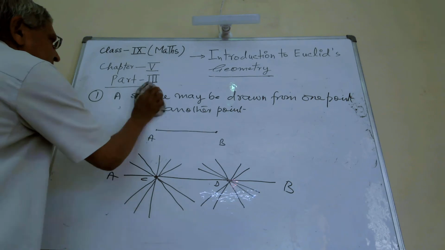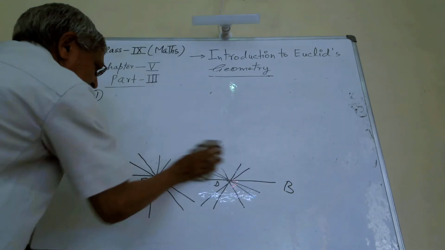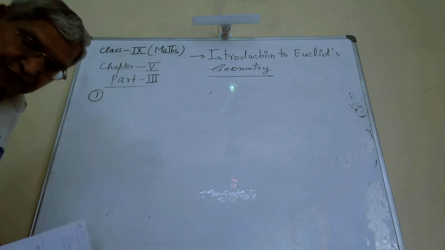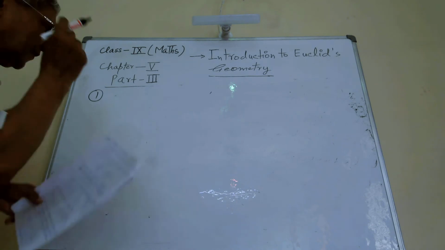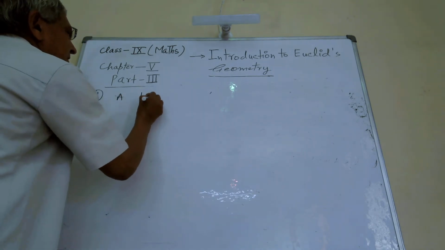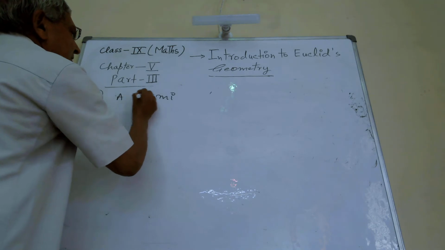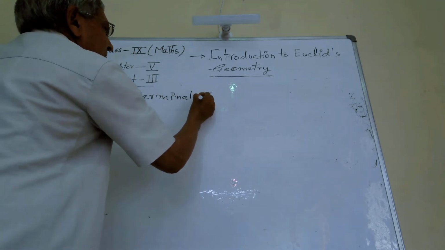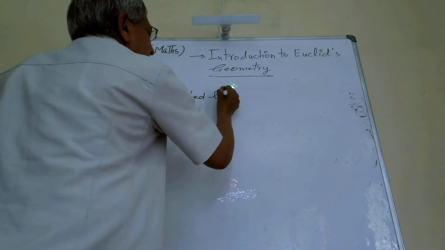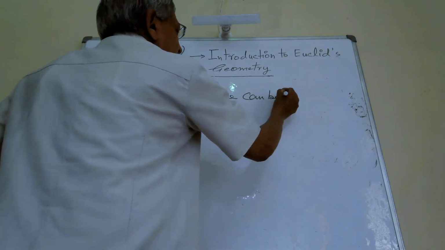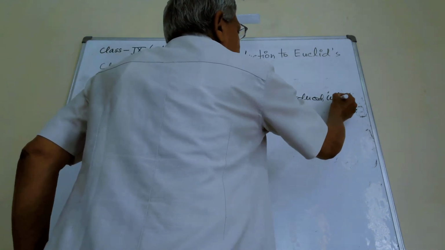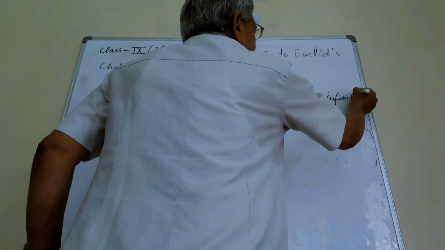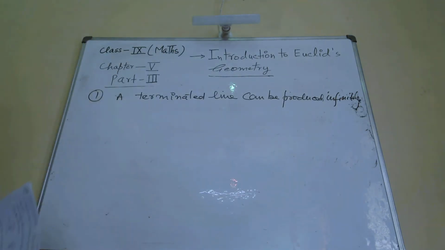Second postulate: a terminated line can be produced infinitely.